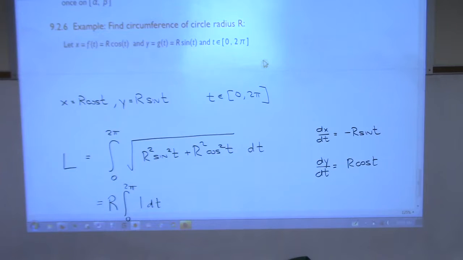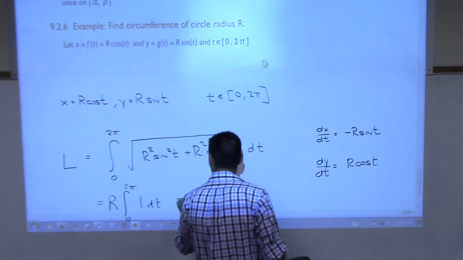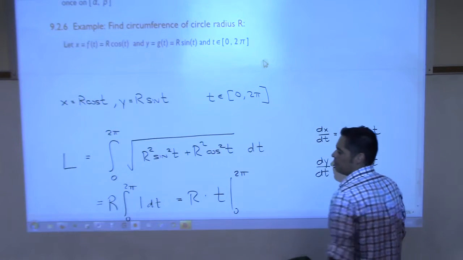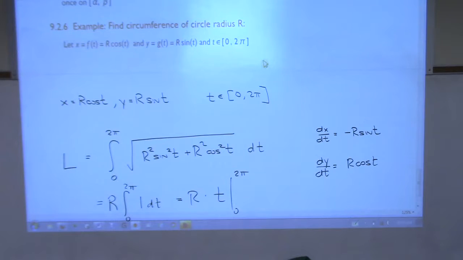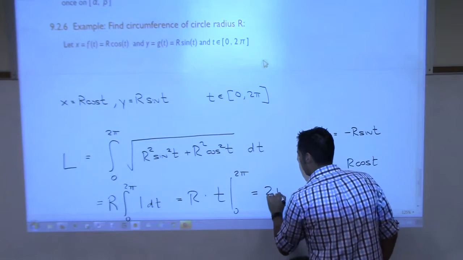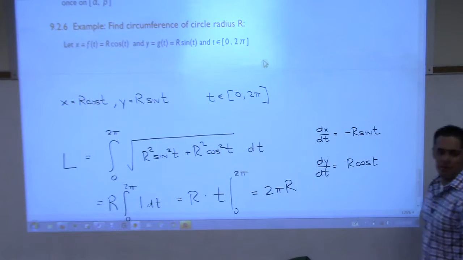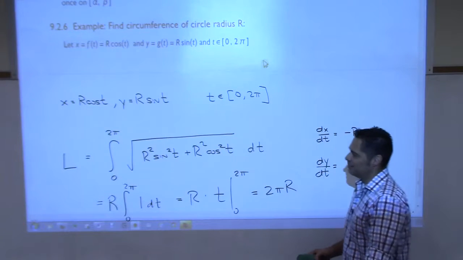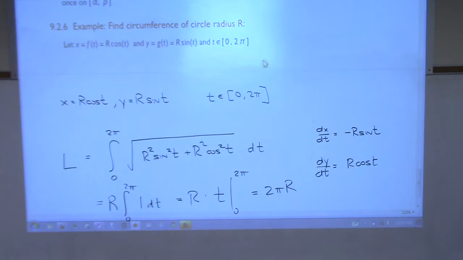What's the antiderivative of 1? T. So this is just r times t evaluated from 0 to 2 pi. If you plug in 2 pi, you get 2 pi r, and you plug in 0, you get 0. So it's just 2 pi r. Isn't that pretty cool? Isn't that really, really fast? Yeah, can we have that one? So it's a gimme. Is it gimme?